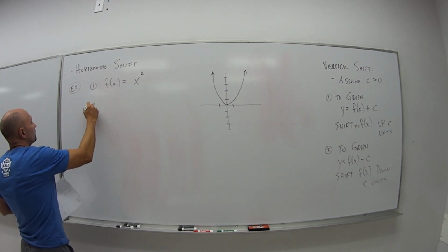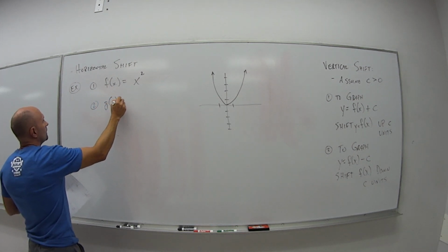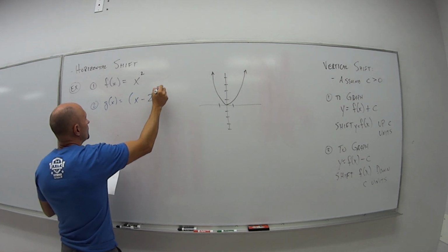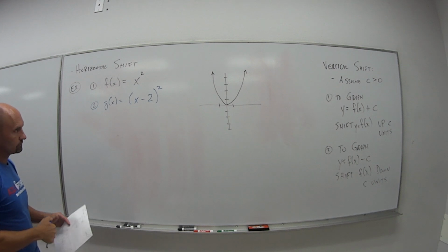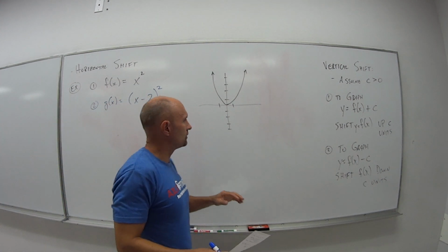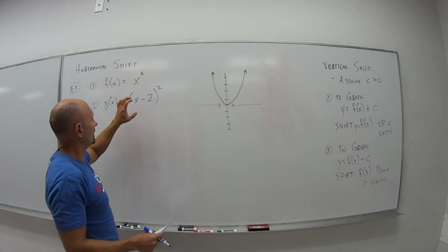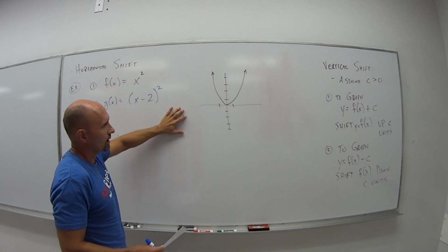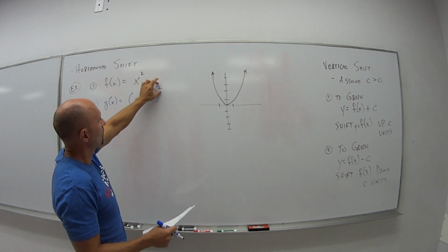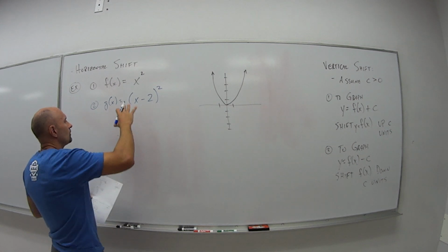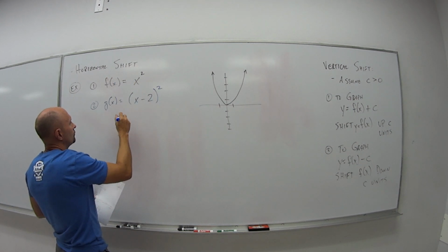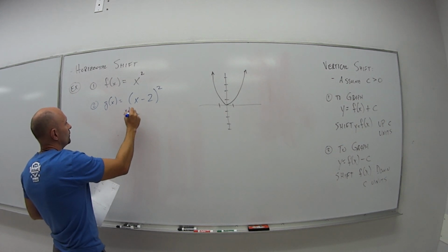If I have, let's say, g of x is equal to x minus 2 squared. Now, when I was talking about inside or outside the function, before I had something like x squared plus 2, and that meant I moved it up. Now I have the number inside the parentheses with the squared function. So I know it's still going to be a parabola because it's x squared, but what does this minus 2 do? Well, again, let's build a table.